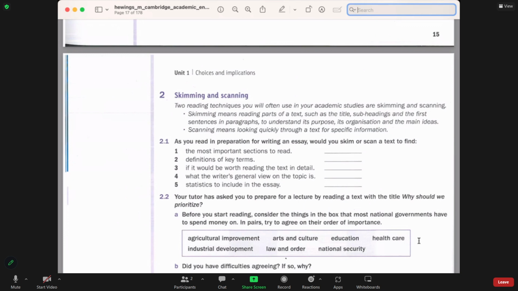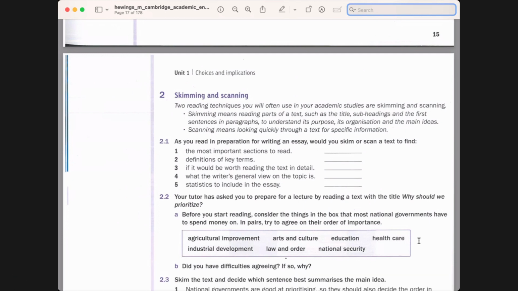The general view, so to understand the general idea. Yes, it's skimming, right. And the last one, statistics to include in the essay. Scanning. If you are looking for the statistics, then scanning.